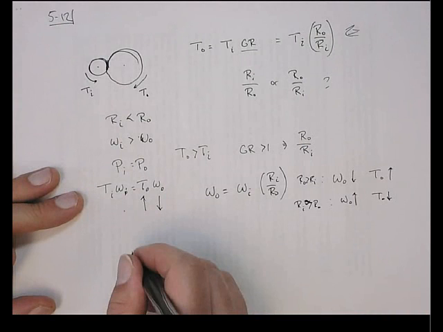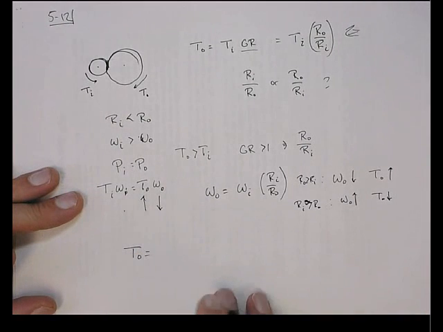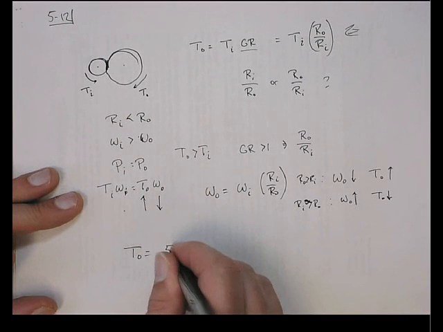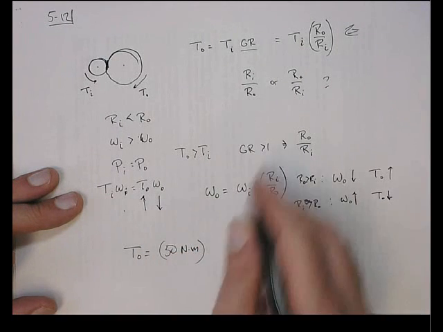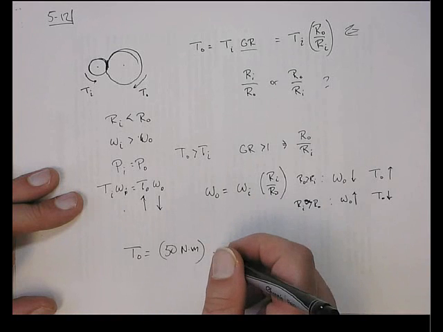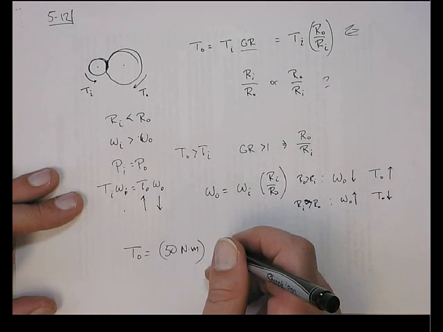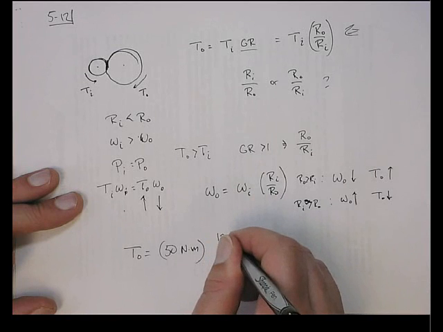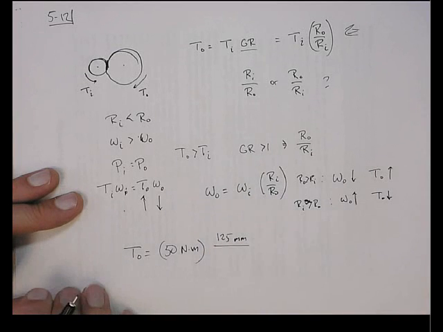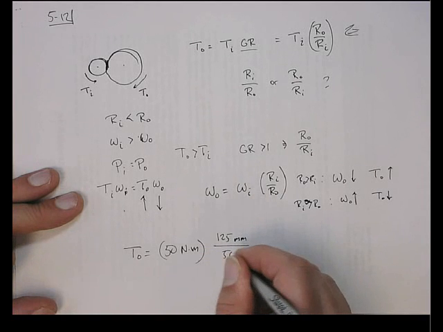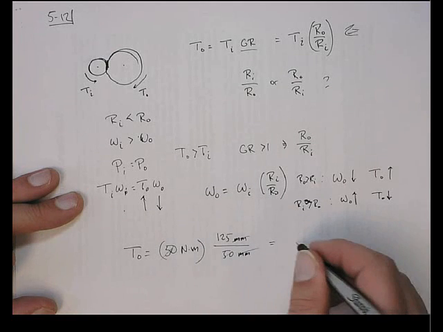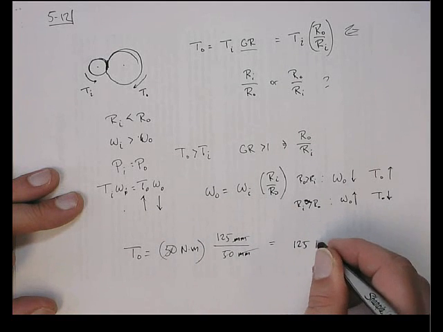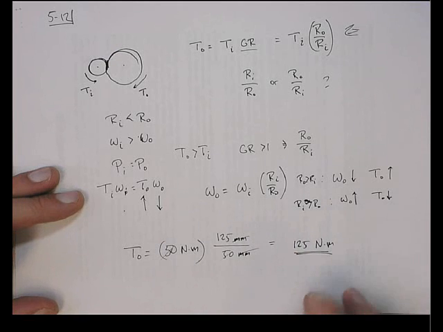The output torque is going to be the input torque, which is 50 Newton meters, times the gear ratio. The radius of the outer gear is 125 millimeters. The radius of the inner, smaller gear is 50 millimeters. The millimeters cross out, the 50 crosses out, and so we end up with 125 Newton meters. So that's the output torque.